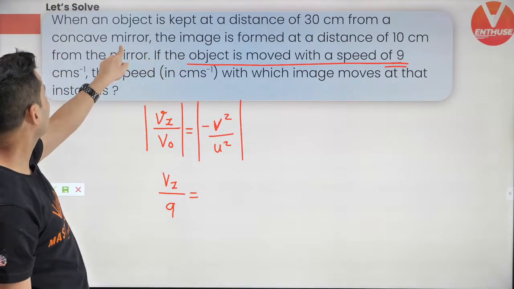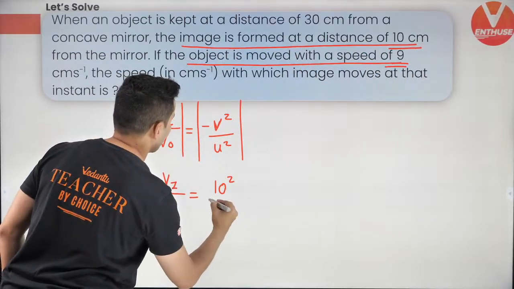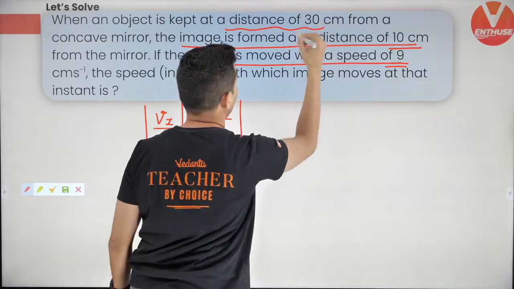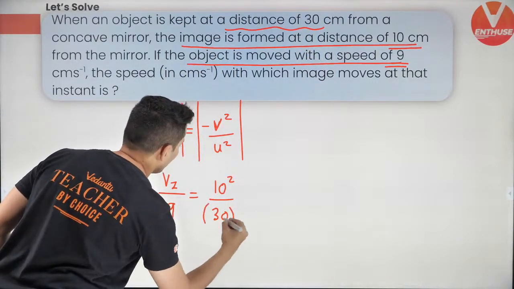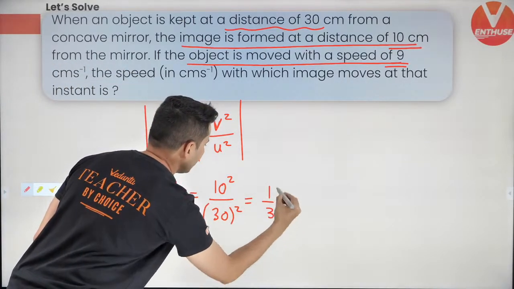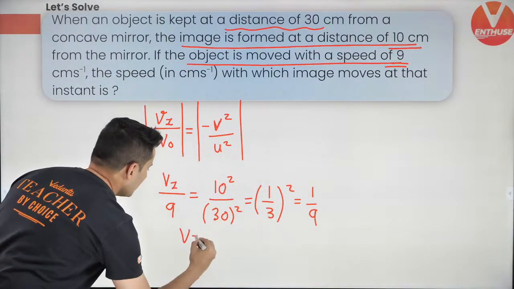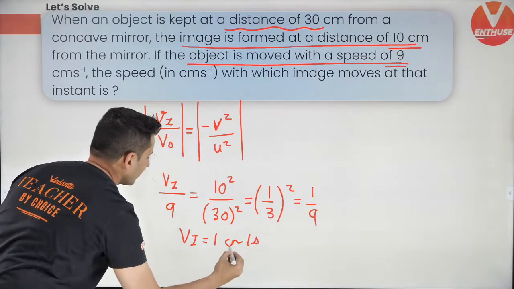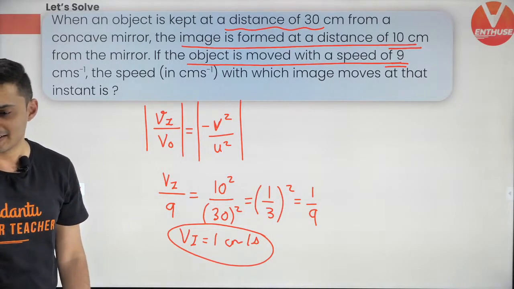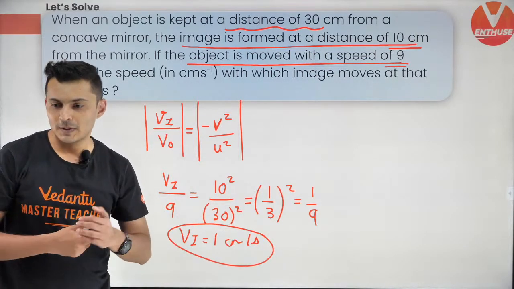Do I know the image distance? Yes. The image is formed at a distance of 10. So 10 square by u. Where is u? Yes, the object is kept at a distance of 30. So it is 30 square. I hope this is clear. Now this is as good as saying this is 1 by 3 whole square, which is 1 by 9. 9 cancels. Image velocity will be 1 centimeter per second. So that is the answer, image speed. I hope this is clear. Understood, guys?